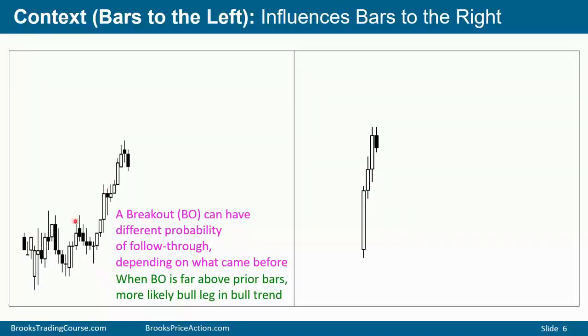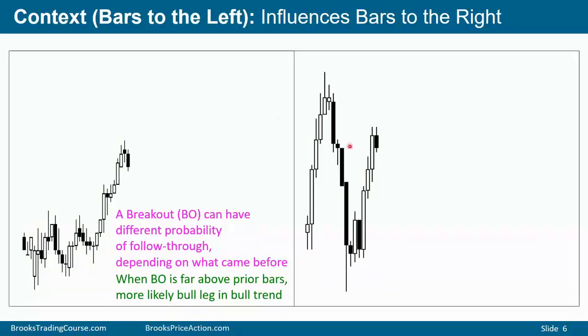When the breakout is far above the bars to the left, it's more likely to be the start of a bull trend, and therefore you can expect higher prices. On the other hand, look at this breakout. It looked even stronger than this one, but look to the left. It's not nearly as strong as the sell-off that preceded it, and it did not go above this high.